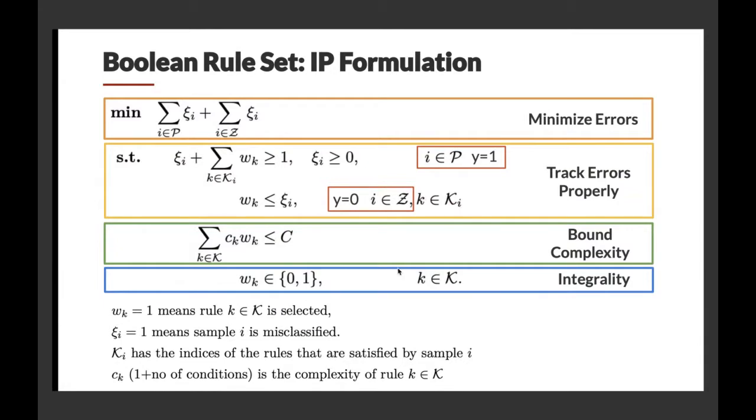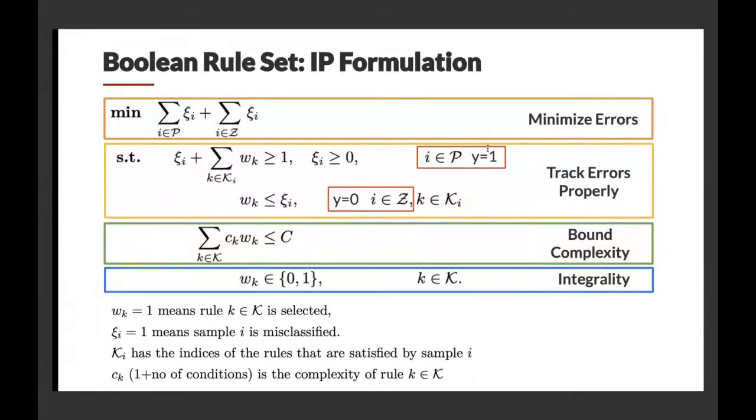So here, the goal is to try to construct an optimal rule set. What we're going to do is have these decision variables W_k that represent whether or not rule k is included in our final rule set. And our goal is going to be to minimize the number of errors we make. So these epsilons are just going to track whether or not we misclassify a point. And we have two different sets of our points. We have points where the true response value is 1, which we're going to call set P, and points where our true response is 0, which we're going to call set Z.